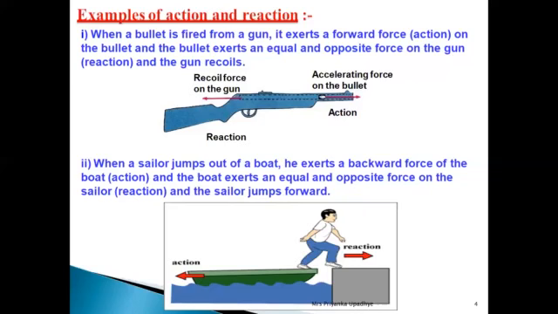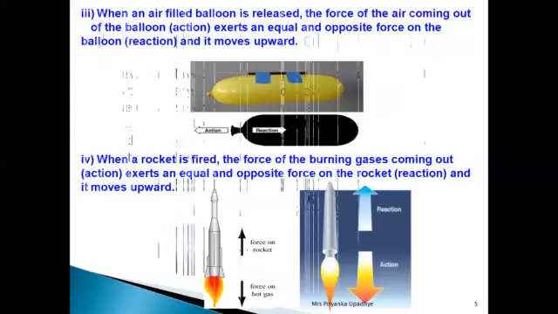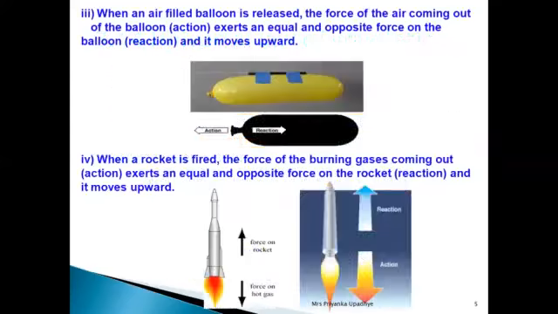So for the safety of passengers, the boatman always ties the boat to a pole on the shore so that it does not move away. This is about Newton's third law of motion. Newton's third law of motion states that to every action there is an equal and opposite reaction, and these action and reaction will always act on two different bodies.